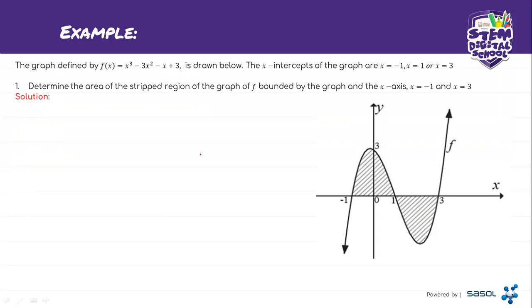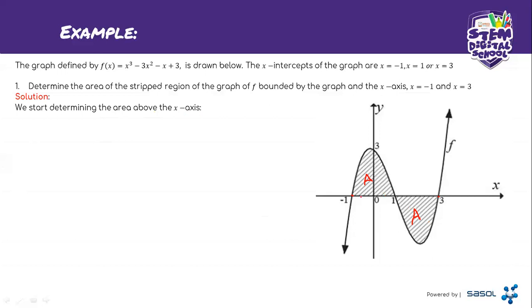Let's see how we calculate that area, because the question says we should determine the area of the striped region of the graph of f bounded by the graph between x equals -1, from this point here, until this point, which equals 3. Then we are going to calculate this area, and we also calculate this area there, which is below the x-axis. We start by determining the area above the x-axis.